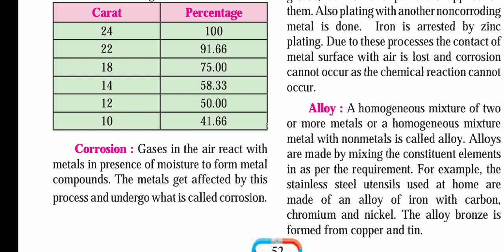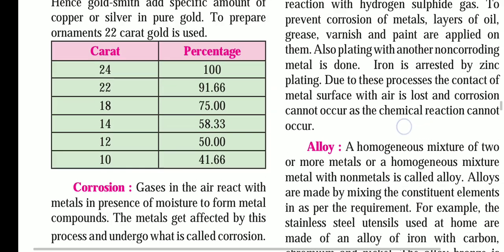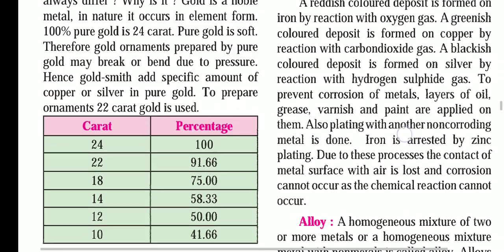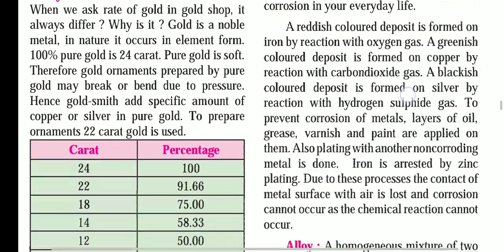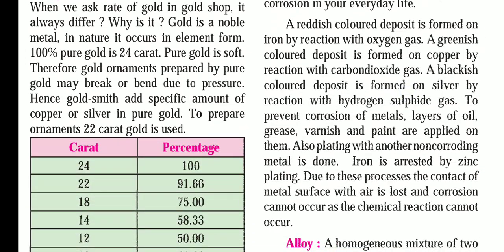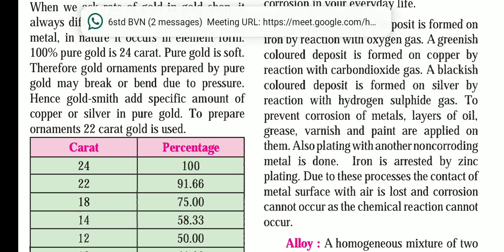Okay, what is given, once again we will read. Gases in the air react with metal in the presence of moisture to form a metal compound, the metal gets affected by the process and undergoes what is called corrosion. Okay, if the gases react with the metal in the presence of moisture and a metal compound is formed, it is known as corrosion. Now, some definition is given, and some things are given about what corrosion means.